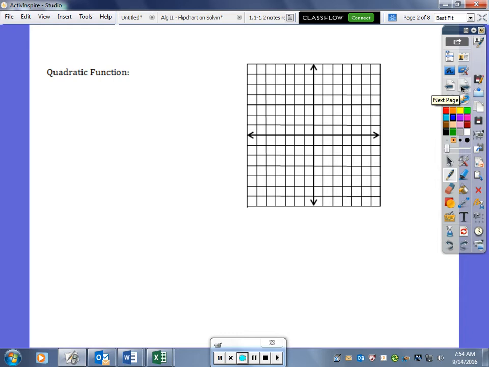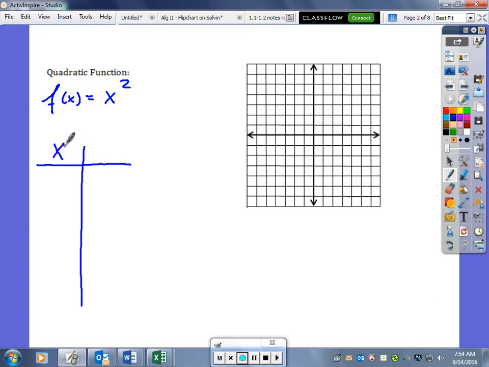Just like the absolute value functions, also the quadratic functions have a parent function, which in this case has the equation f of x is equal to x squared. Now let's go ahead and graph the curve of our parent function, and we're going to do that by creating a table of values, finding a few x values and the corresponding f of x values, in other words the corresponding y values.